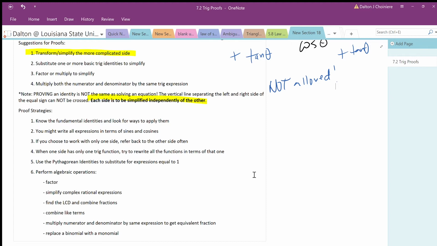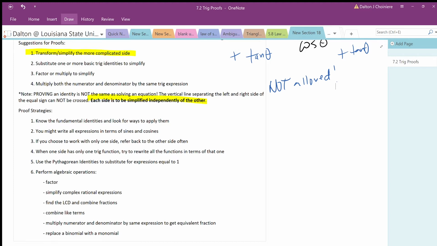Two, you might write all expressions in terms of sines and cosines. Sine and cosine are maybe the more frequently used trig functions, and every other function can relate back to those. So that's a suggestion. Three, if you choose to work with one side, make sure you refer back to the other side often. Number four, when one side has only one trig function, try to rewrite all of the other functions in terms of that one. Five, use Pythagorean identities to substitute for expressions equal to 1. And then number six just goes through some algebraic things that you can do as well.